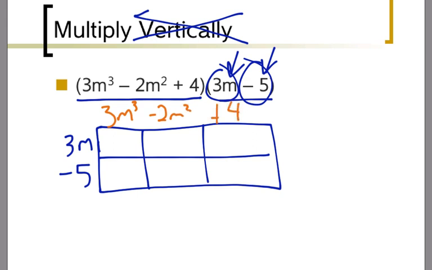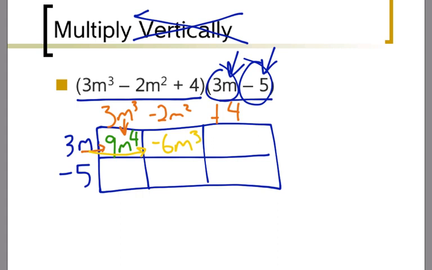And then what I've just created is a multiplication table. Back when you first learned your times tables in elementary school, you probably saw a multiplication table. And what happens is you take the numbers that are along the sides and multiply the rows by the vertical columns. And so when I do that, I get 3m times 3m to the third, which gives me 9m to the fourth. And then I multiply here the negative 3m times the negative 2m squared, which gives me negative 6m to the third.